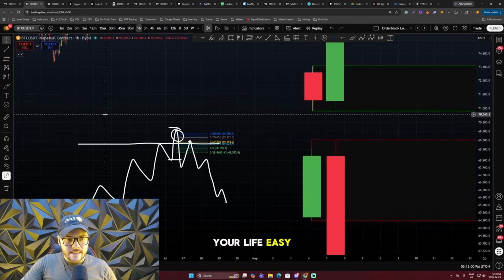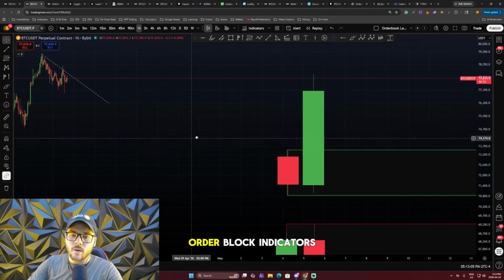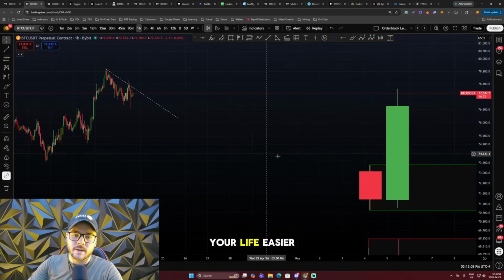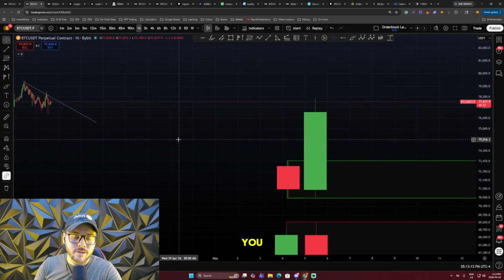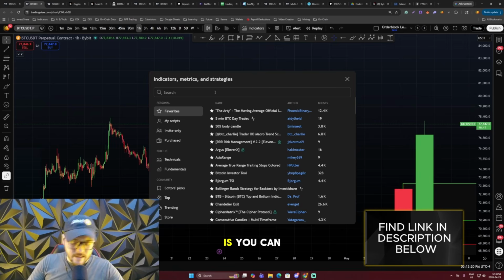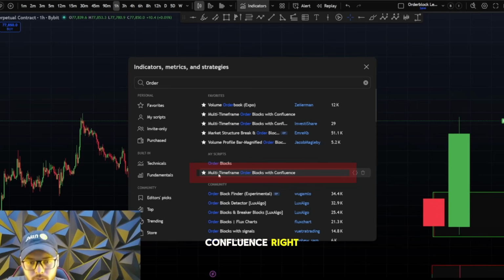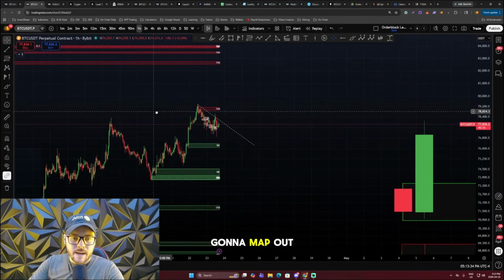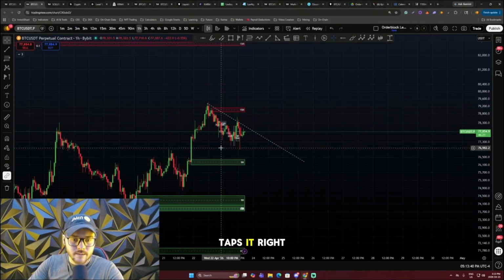Now, to make your life easy mode, there's tons and tons of order block indicators out there that can make your life easier. But it's very important that you understand this part so you know when the indicator is lying to you, because not every indicator is perfect. One indicator that I'd recommend trying out is you can type up order blocks, multi-time frame order blocks with confluence. I know it's a mouthful, but basically, this one's by InvestiShare. You click on this, and it will map them all out for you. It'll tell you when they're mitigated, when price action taps it.